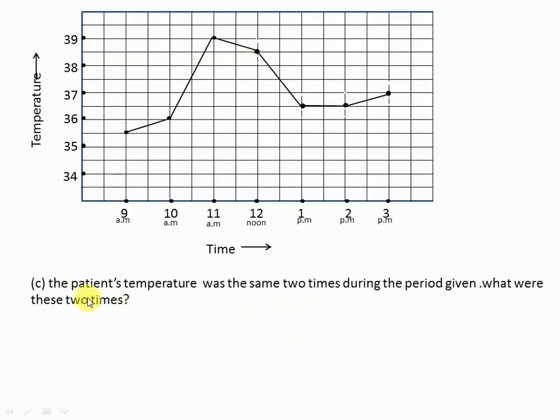Next, the patient's temperature was the same 2 times during the period given. What were these 2 times? We have already seen these temperatures here, at 1 PM and 2 PM, on the same line. So we can write here, at 1 PM and 2 PM the patient's temperature was the same.